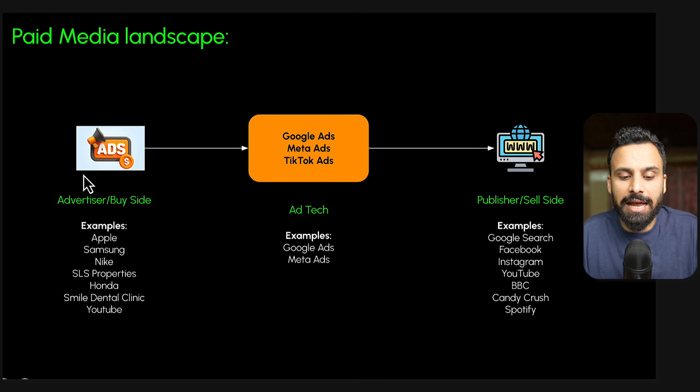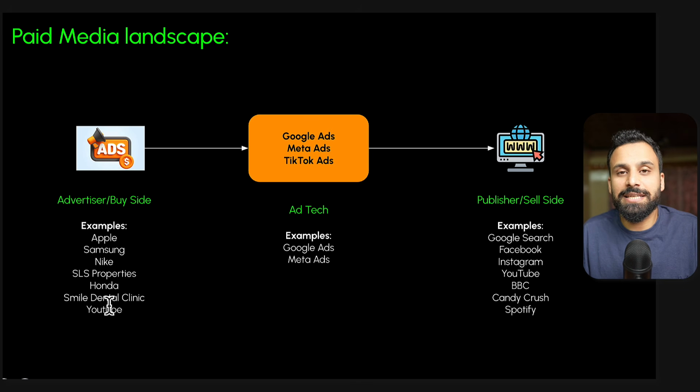In any paid media landscape where you run ads, whether you run it through Google, Meta ads, TikTok ads, or any kind of platform, there are always two parties involved. One is the advertiser, which is basically the companies or brands who want to advertise, who want to show their ads to the people, and they are ready to pay for it.